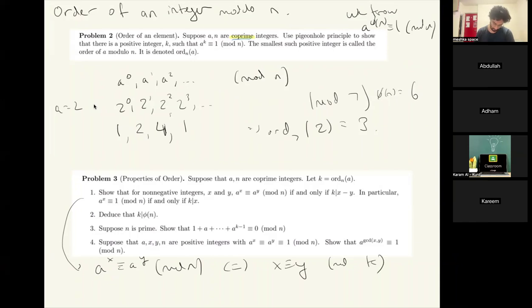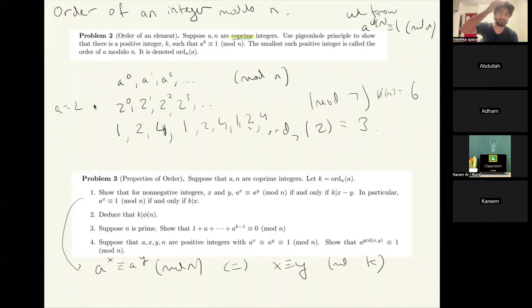Okay. So if I were to look at this sequence of powers of 2, basically it's just going to be a periodic sequence that repeats every 3. So you guys understand the statement of this first property? Yep. Okay. So why is it true?